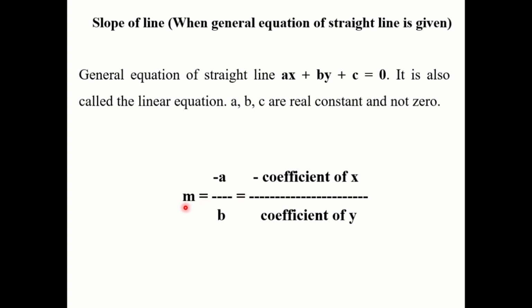Slope of a line when the general equation of a straight line is given is minus coefficient of x divided by coefficient of y. See, what is the coefficient of x? The coefficient of x is a and the coefficient of y is b. Means slope of a line when the general equation of a straight line is given is minus a by b.